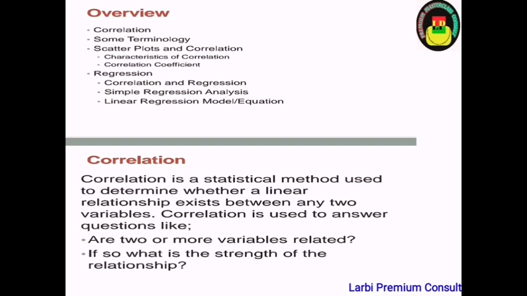So height is a good example of correlation between two variables, taking parents and their offspring. Correlation is used to answer the question: are two or more variables related? As I was using the height of a parent and their offspring, you can see that there is a linkage, a pattern that is being established. They are related in terms of their tallness or their heights.